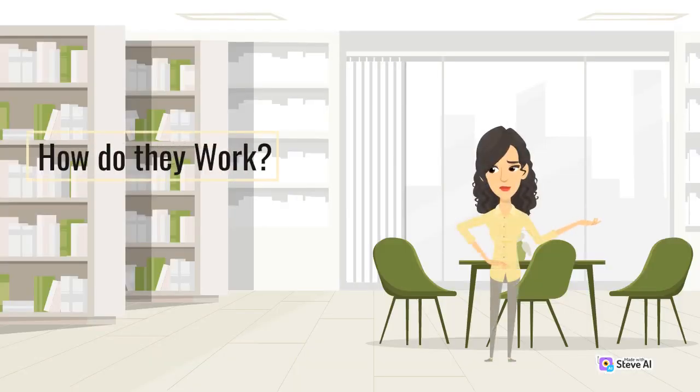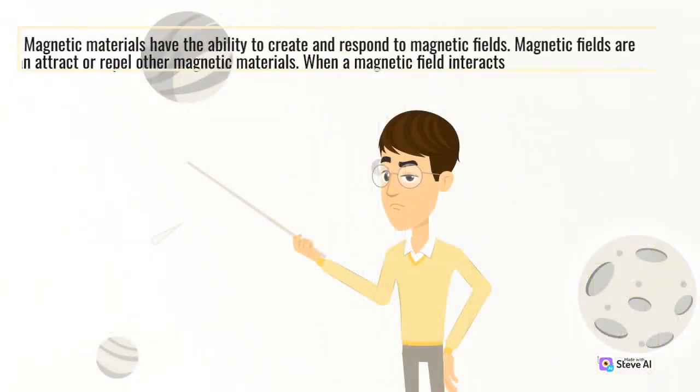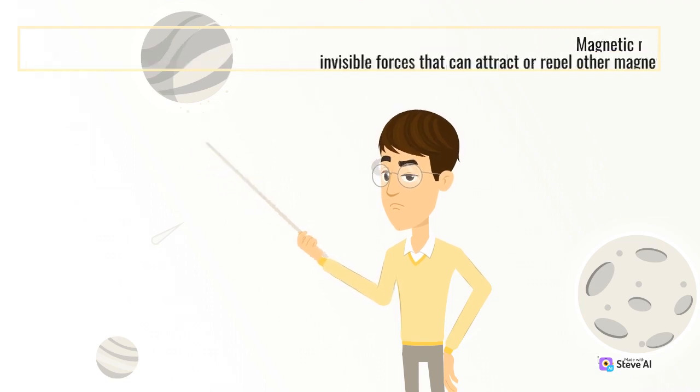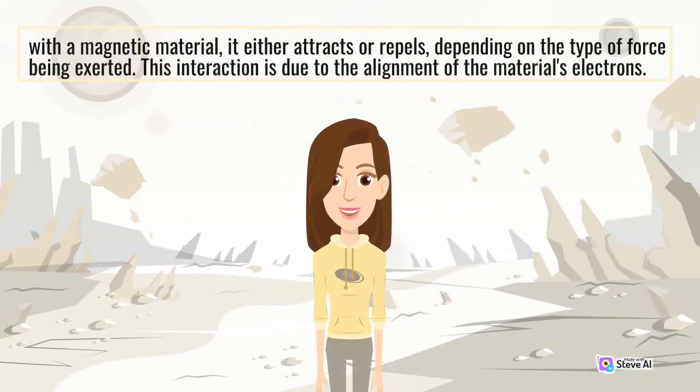How do they work? Magnetic materials have the ability to create and respond to magnetic fields. Magnetic fields are invisible forces that can attract or repel other magnetic materials. When a magnetic field interacts with a magnetic material, it either attracts or repels, depending on the type of force being exerted. This interaction is due to the alignment of the material's electrons.